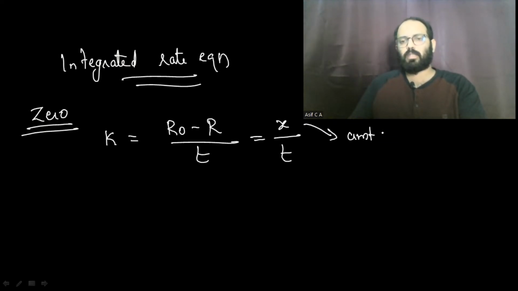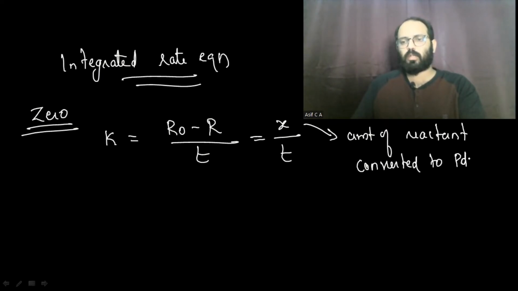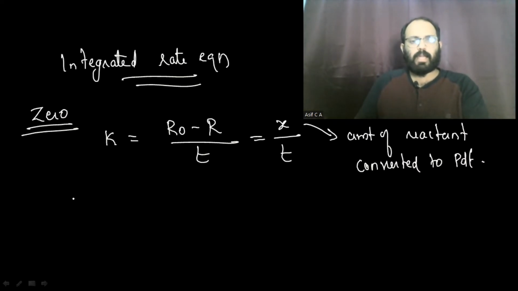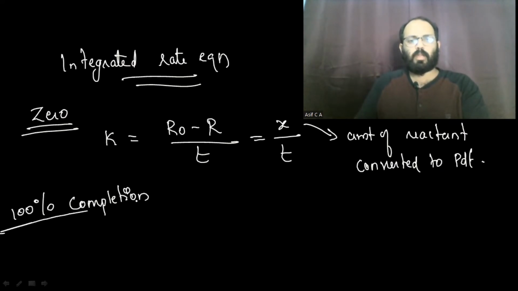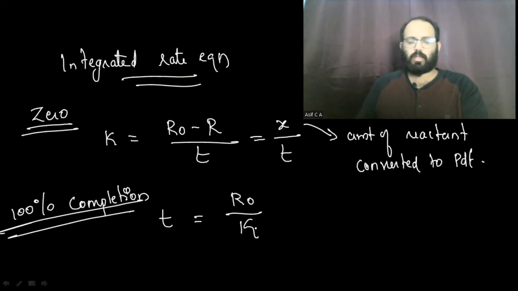X is nothing but the amount of reactant converted to product. R naught is initial concentration, r is final concentration, t is time taken. Now the reaction is totally completed, that is, the reaction is 100% completed. So what is the time taken for 100% completion? It is r naught by k.